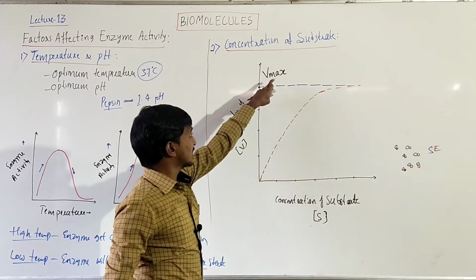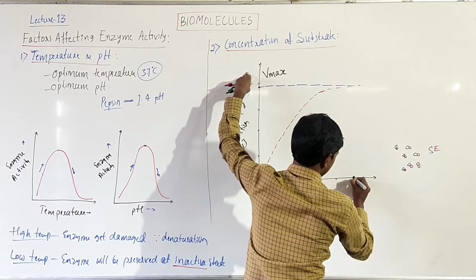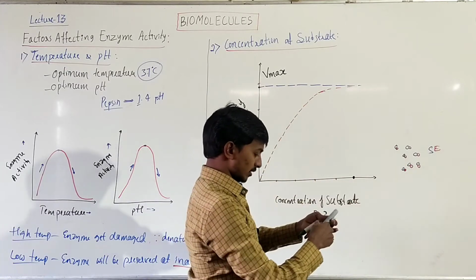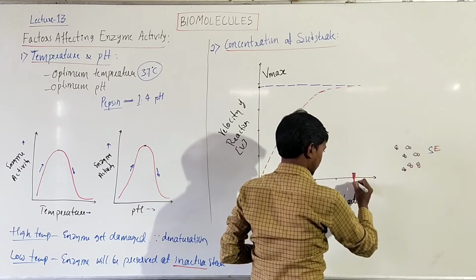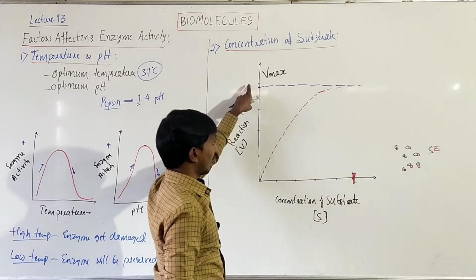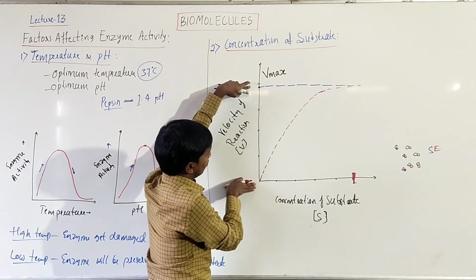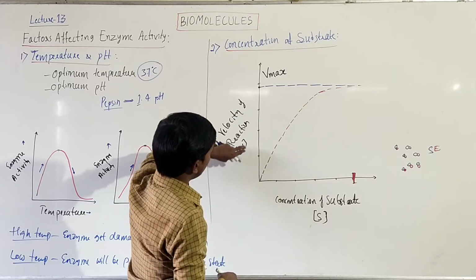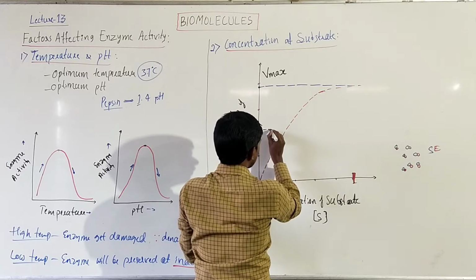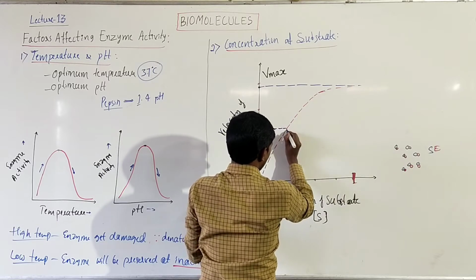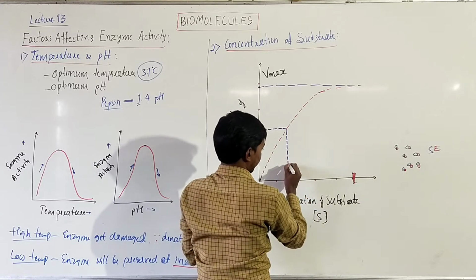It means maximum velocity. This is the concentration of the substrate at which velocity is maximum. Okay, when we take half of this, it will almost come here. So measuring the half velocity and half substrate concentration, not exactly half, this may be even less than half.